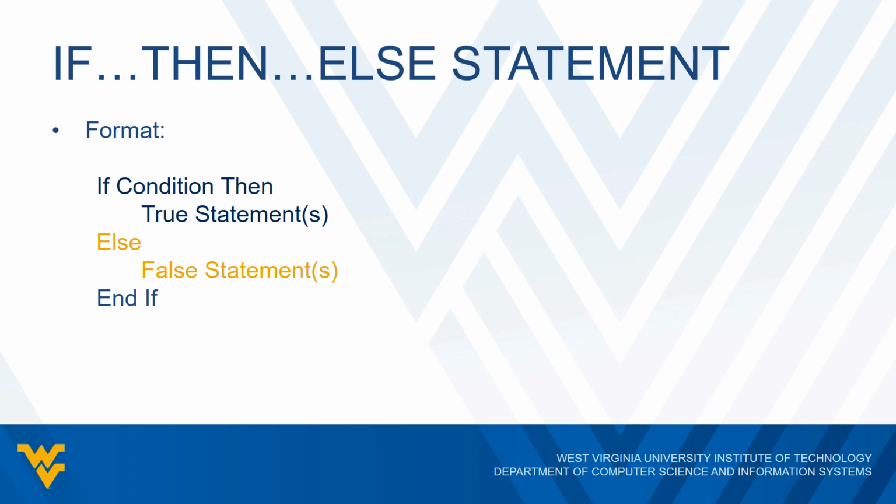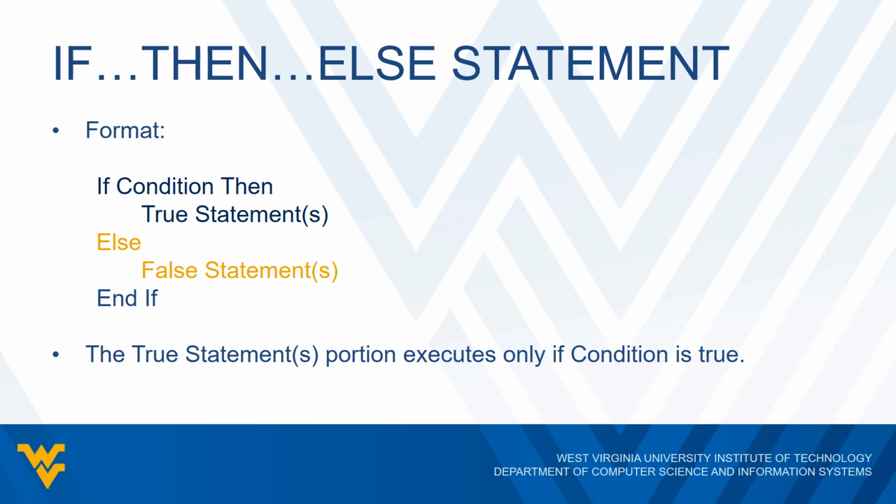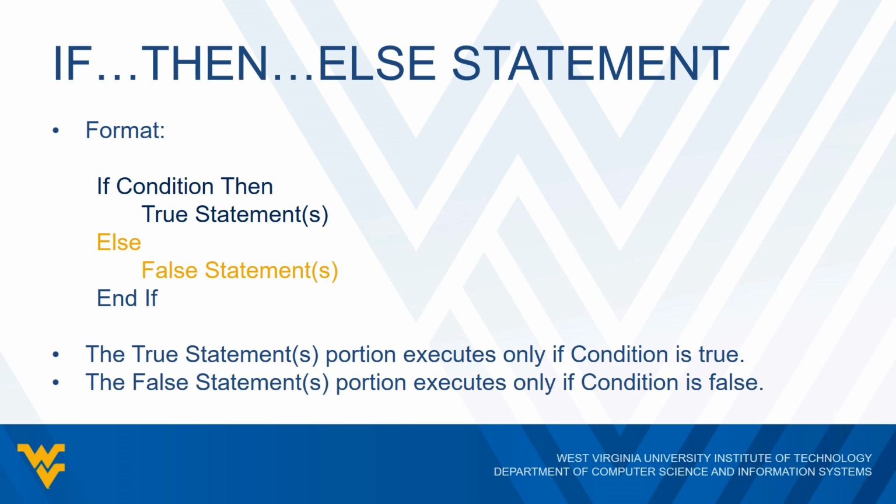So we still have the if, the condition, the then, the true statements, and we still have the end if at the bottom. But notice that we also have the word else, which is a keyword in Visual Basic, and then we have false statements, which would be placeholders for statements. So if our condition is true, then the true statements portion would execute. So this executes only if the condition is true. Now, the false statements section would execute only if the condition is false.